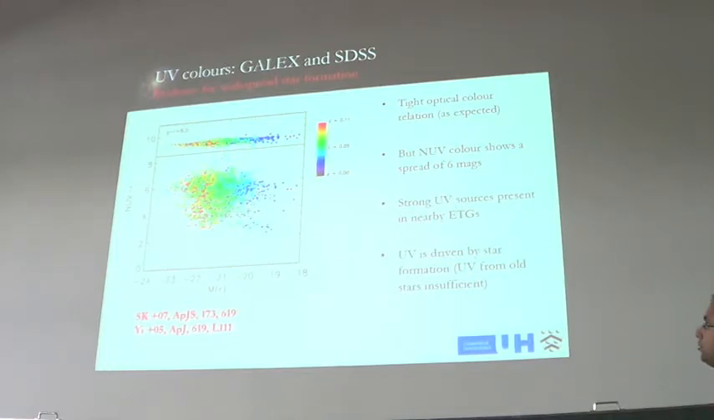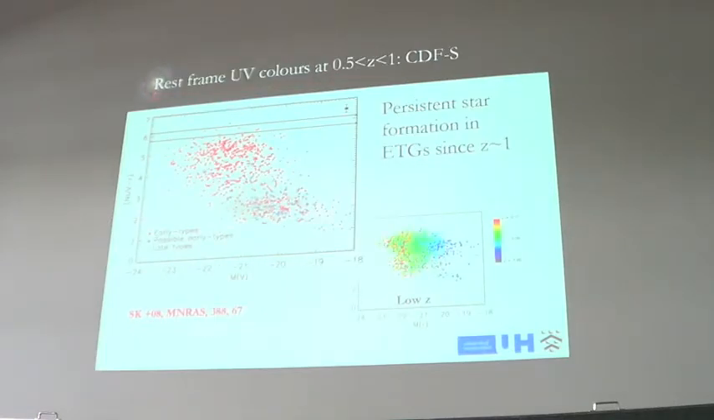And if you do that, you find that hardly any galaxies are consistent with purely UV upturn. So all galaxies really need a star formation component. Okay, so we have this degeneracy in the low redshift universe, right? You can have UV from old stars, and you can also have UV from young stars.